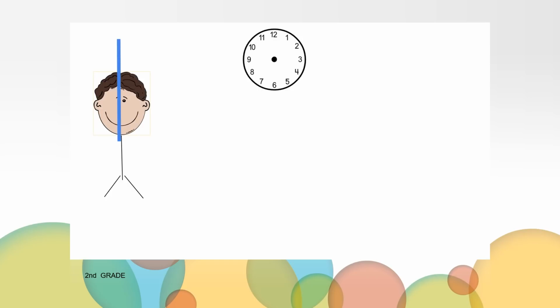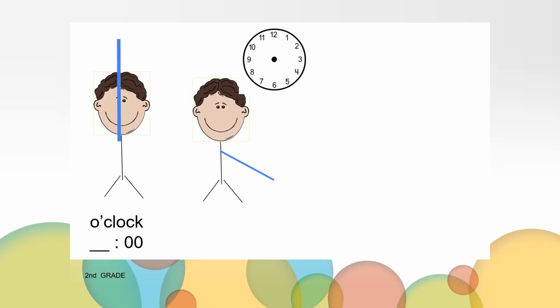The minute hand is pointing straight up at 12. Did you put your right arm straight up? The minute would say o'clock. When you write that digitally, it's 00. Ready for the next one? Move your arm and think about how many minutes this minute hand shows. The minute hand is showing 20 minutes.